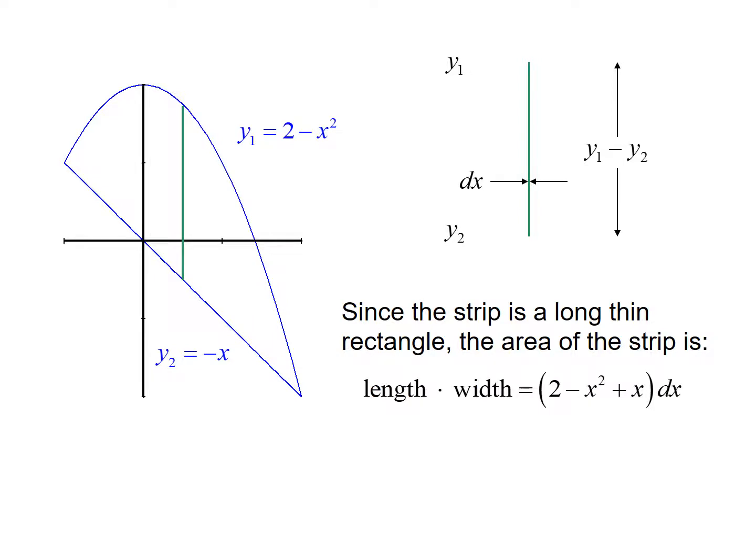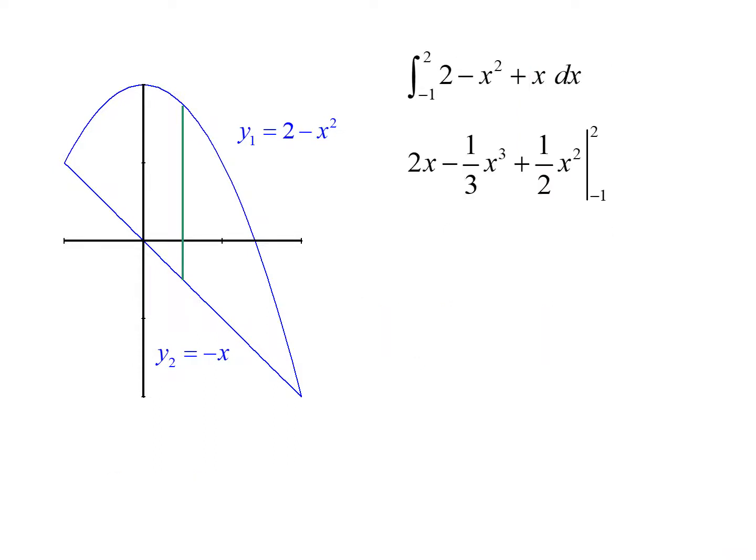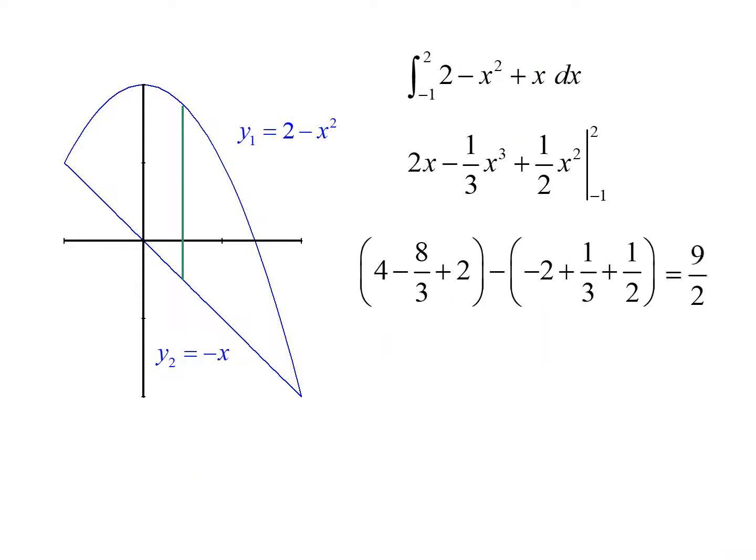The area of a strip is length times width, because it's a really, really thin rectangle. So we found the length is 2 minus x squared plus x. The width is in the x direction, so that's dx. To add those up, we use the integral. These two curves intersect at negative 1 and 2, so we take the integral from negative 1 to 2. Evaluate, and we find that the total area between is 9/2.